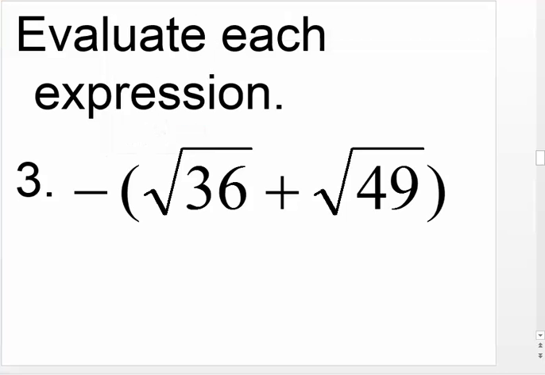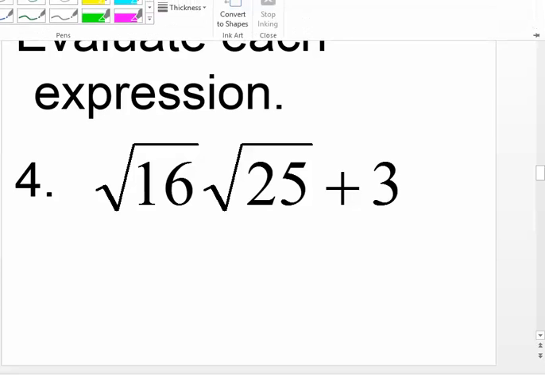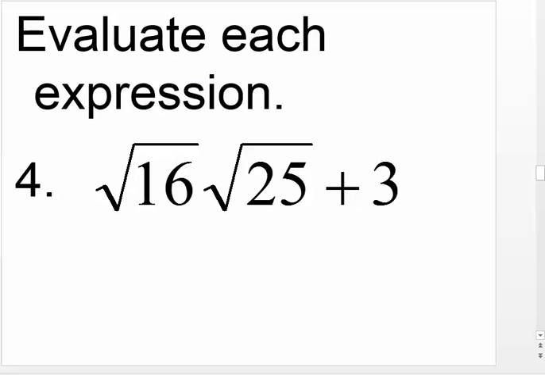Here we have the opposite of, and we're going to do what's inside the parentheses. Square root of 36 is 6, plus the square root of 49 is 7. So the opposite of 6 plus 7 is negative 13. Square root of 16 is 4 times square root of 25 is 5, plus 3. 20 plus 3, 23.